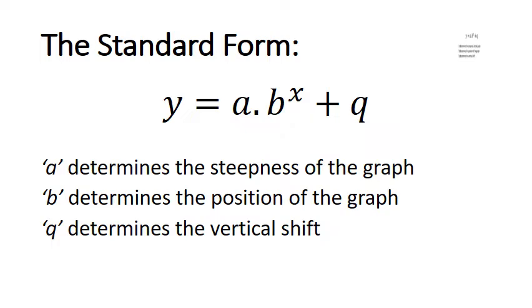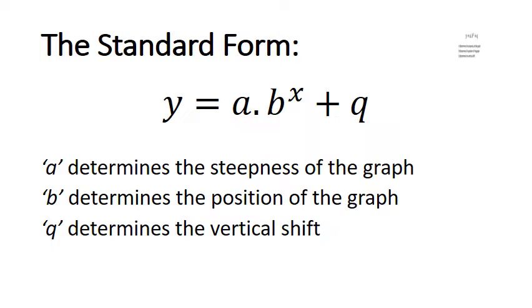You will see the standard form of the exponential function is y = a · b^x + q. The first thing you should notice is that your exponent is the x, and that's how you know you are looking at the exponential function. In the previous ones that we've done, you've had things like x squared or 2x, but in this case it's to the power of x, so that indicates to you that it is an exponential function.